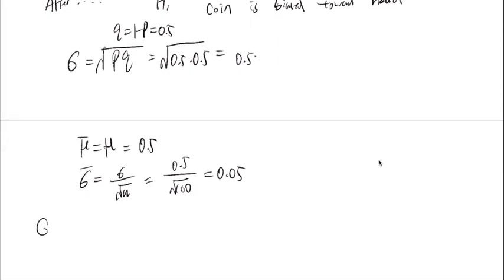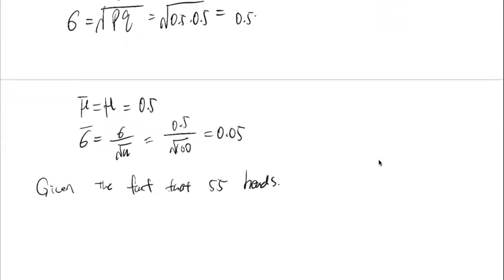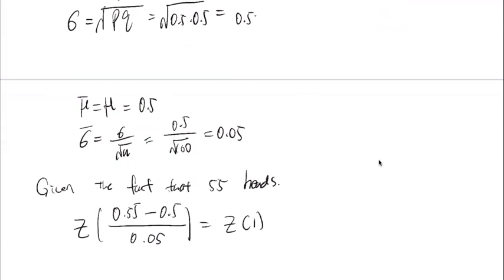And we are given the fact that there are 55 heads. So we want to calculate the z-score of that. The z-score of 0.55, which is our measurement, minus the mean, divided by the standard deviation, is 1. This corresponds to 0.3413 if I look up the z table.